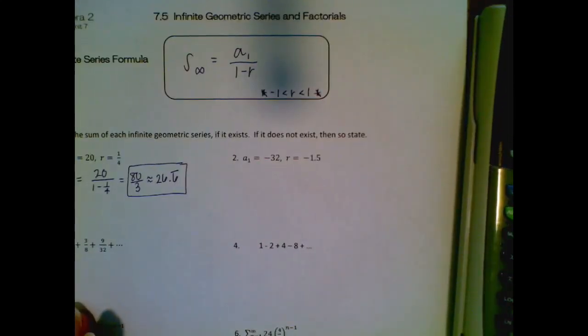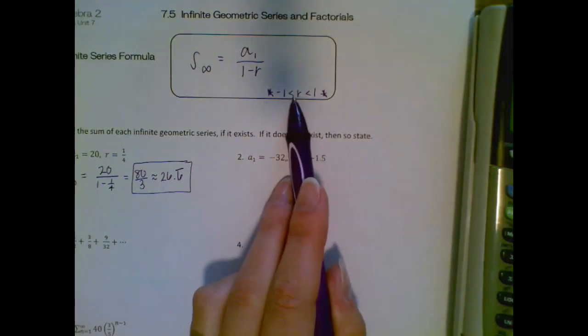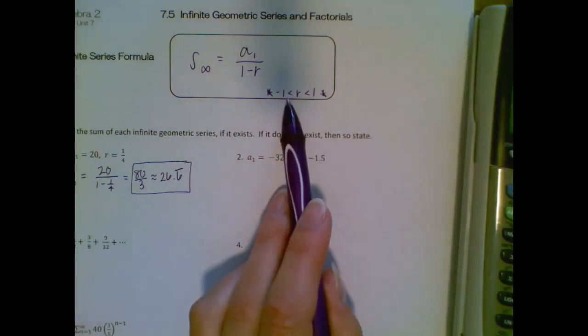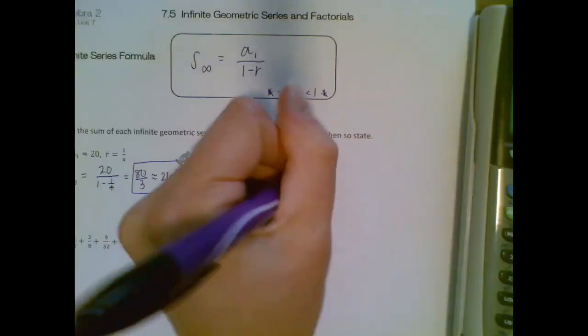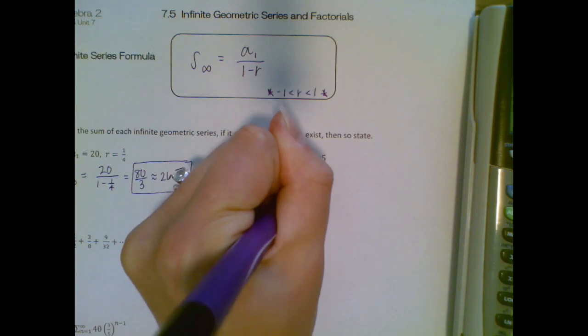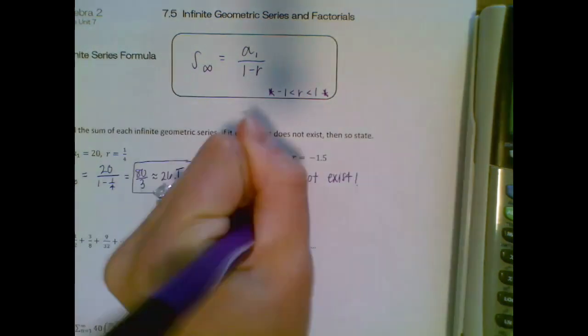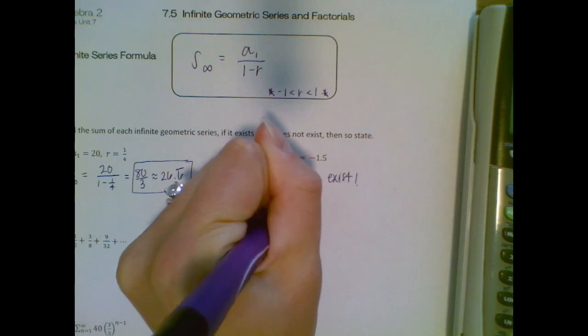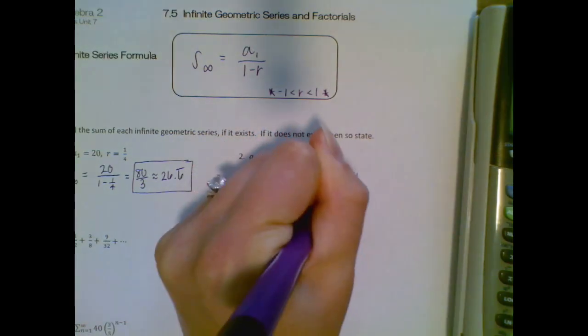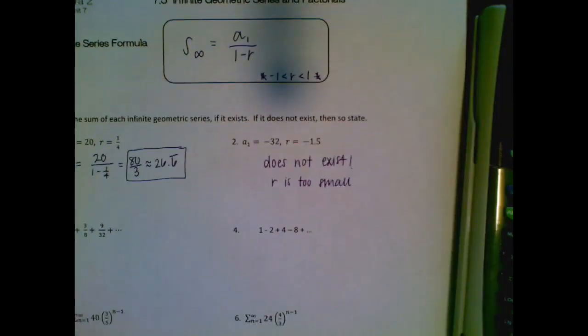Number 2. We have an r value of -1.5. Notice that -1.5 is not between -1 and 1, so this does not exist. The r value is too small. It's like over here, it's too low.